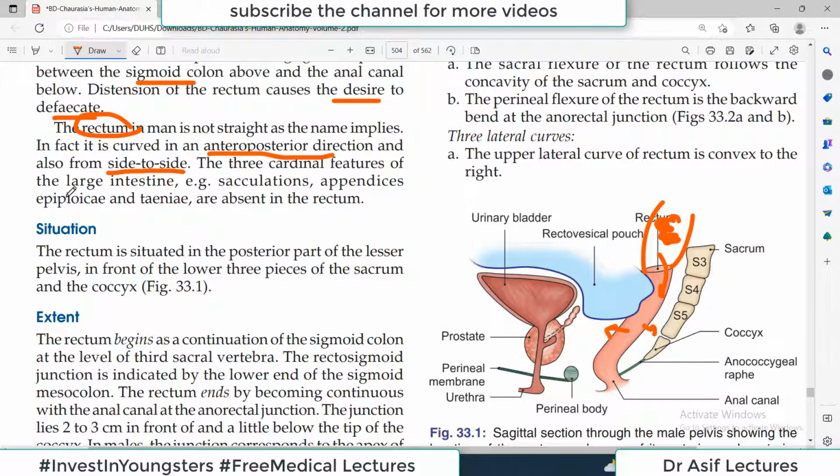The three cardinal features of large intestine which are sacculations, appendices epiploicae and taenia, they are absent in the rectum. ये हमने तीनों टर्मिनोलॉजीज जब लार्ज इंटेस्टाइन के वीडियोस डिस्कस कर रहे थे तब हमने ये तीनों टर्म समझी थी कि व्हाट आर अपेंडिसेस एपिप्लॉइके, व्हाट आर टीनिया, जो लॉन्गिट्यूडनल मस्कुलर लेयर होती है लार्ज इंटेस्टाइन में उसकी वजह से जो मार्क्स बनते हैं और सैकुलेशंस बनती हैं ये सब रेक्टम में नहीं होते। सो रेक्टम की वॉल हैज़ अ डिफरेंट कैरेक्टरिस्टिक देन द रेस्ट ऑफ द लार्ज इंटेस्टाइन.